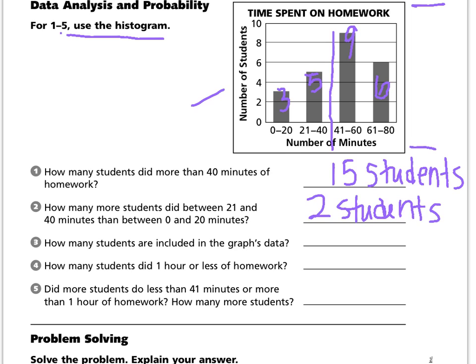How many students are included in the graph's data? So I would add up 3 plus 5 plus 9 plus 6. I know that 3 plus 5 is 8, and I know that plus 9 more is going to be 17, plus 6 more is going to be 23 students.